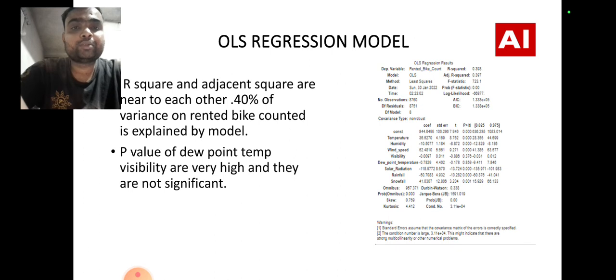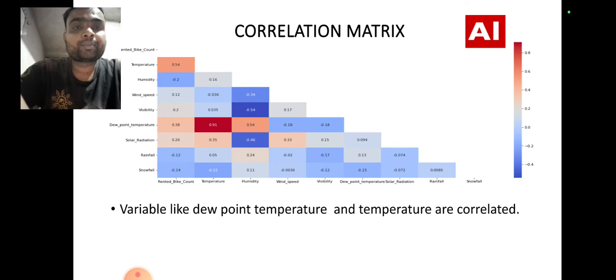OLS regression model. R-squared and adjusted R-squared are near to each other. 40% of the variance in the rented bike count is explained by this model. Here you can see the regression result. The p-values of dew point temperature and visibility are very high, so they are not significant. Correlation matrix: variables like dew point temperature and temperature are correlated.